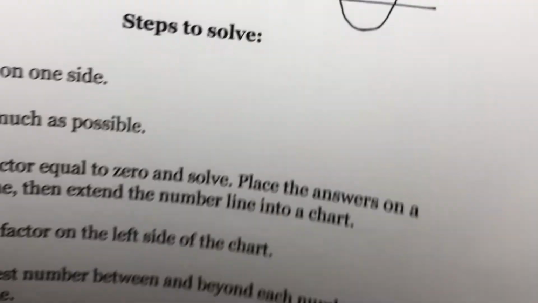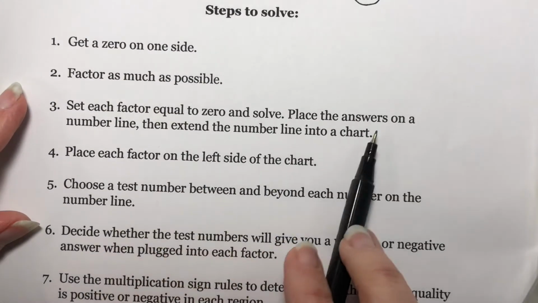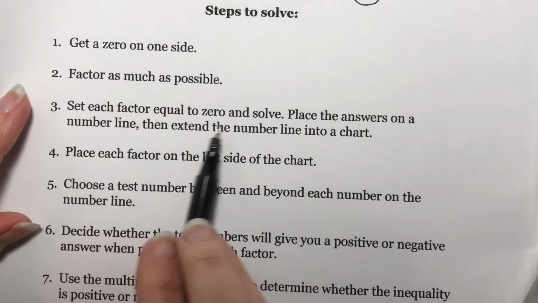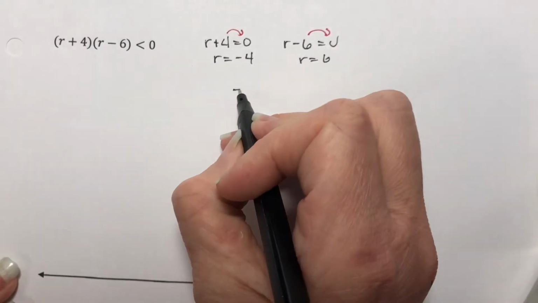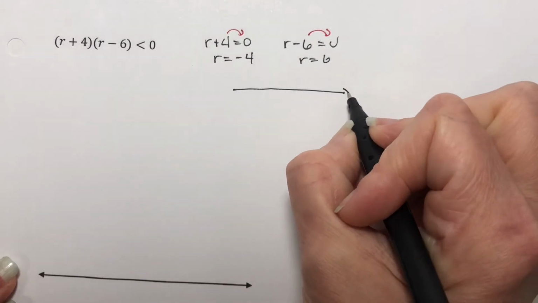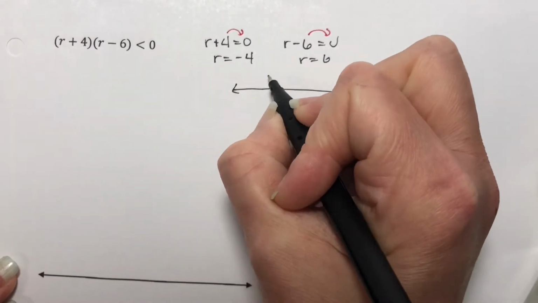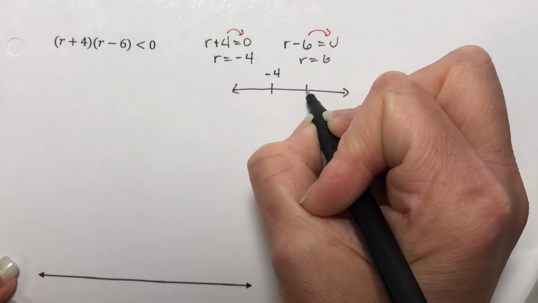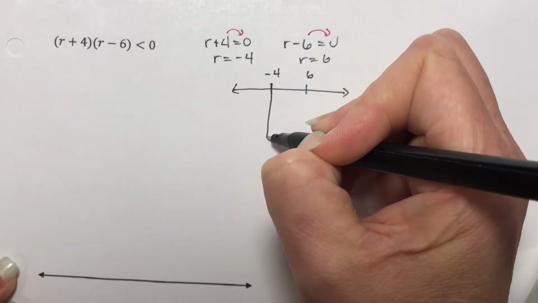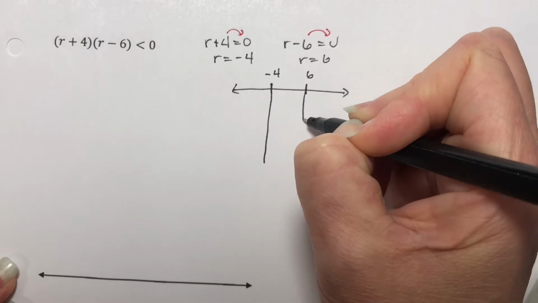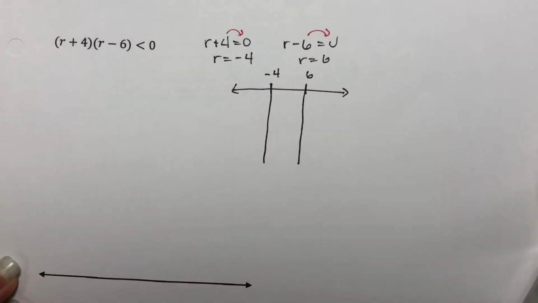What's next? We're going to put them on a number line and then extend the number line into a chart. So basically I'm going to draw a number line like this. I'm going to make sure my numbers are in order. I have a negative 4 and I have a 6. Now I'm going to extend these down to make a chart. That's what I mean by this.